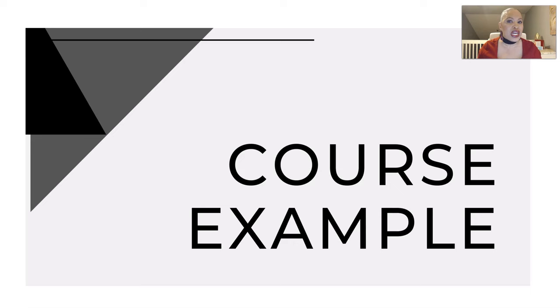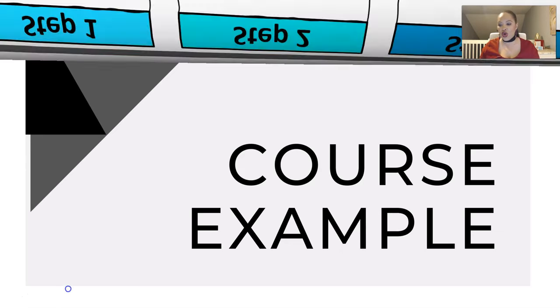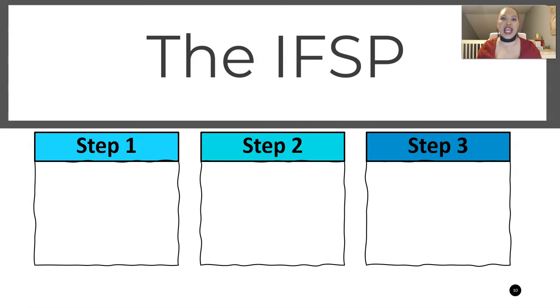So for this video, I'm going to give you the course example in parts. In the other videos, I gave it to you at the end, but for this one, I'm going to give it to you in parts. So here is a course example from my course. Now, I teach a course called Assessment and Evaluation in Young Children. And in this course, the students learn about something called the IFSP. And I want to make sure I don't forget how to explain it to you, so I wrote it down on a couple cards.